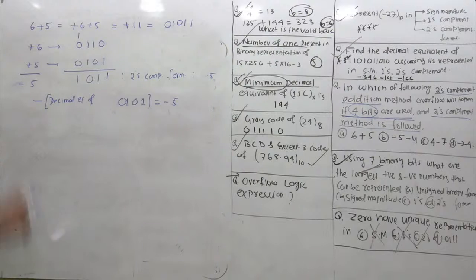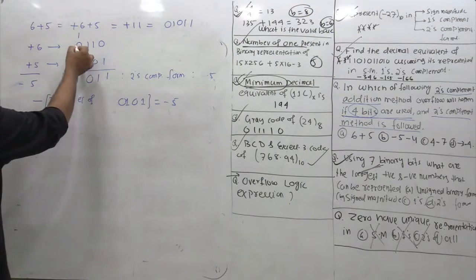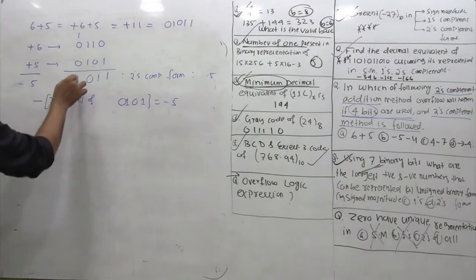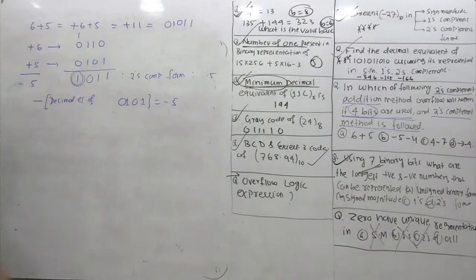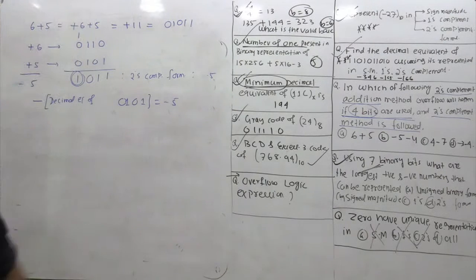In fact, this much drama is not needed. By observing this itself, you can tell. If the sign bit is 0 and the sign bit of the answer you are getting is 1, then overflow is happening. Simple logic to identify this answer directly.